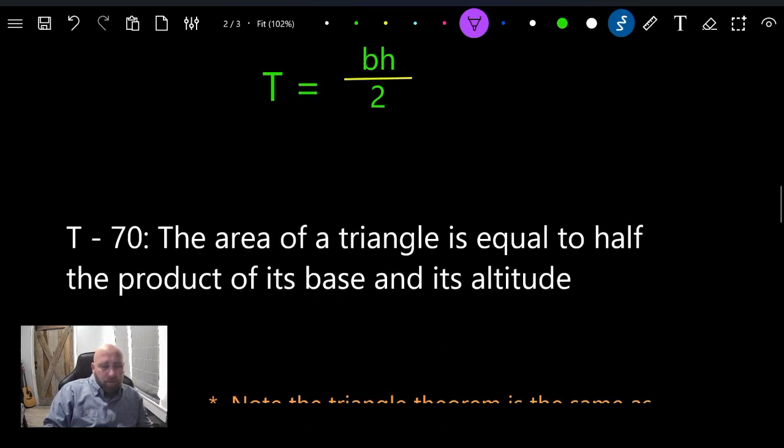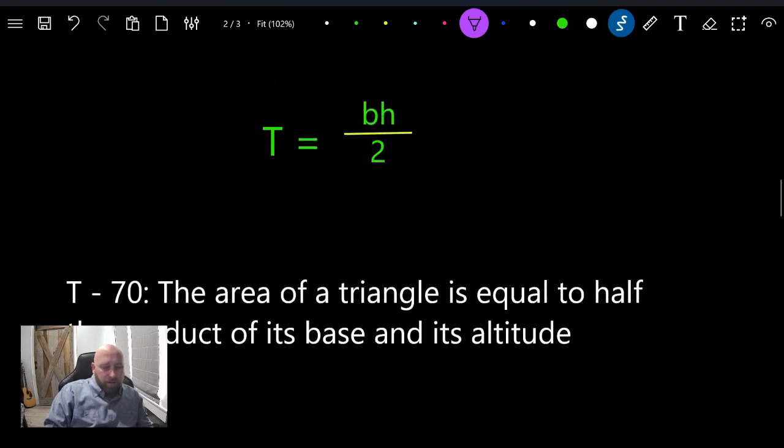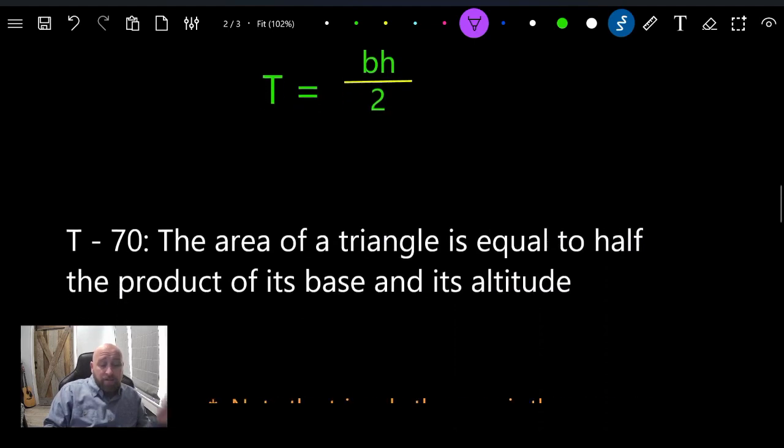All right, so if we scroll down here and look at theorem number 70, it says the area of a triangle is equal to half the product of its base and its altitude. So there it is. The triangle equals base and altitude, base times height, divided by 2.